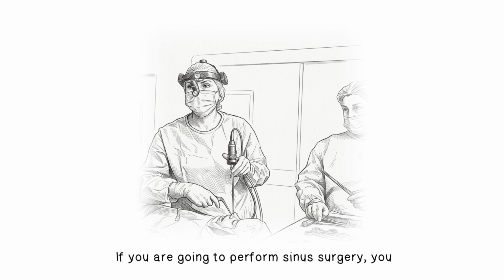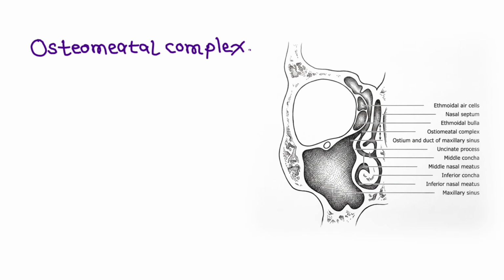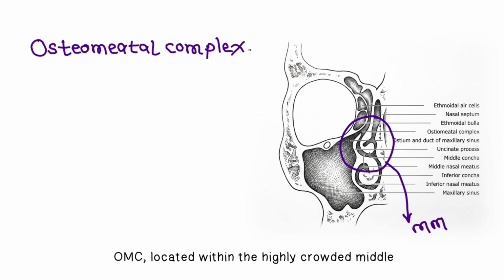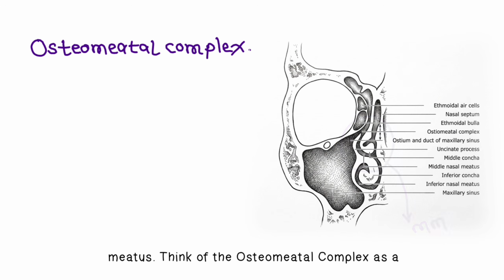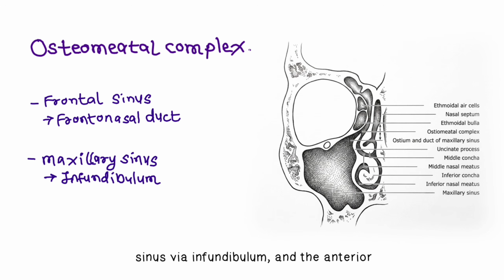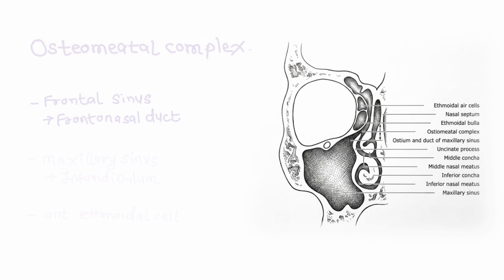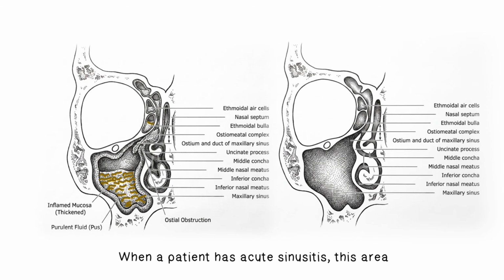If you are going to perform sinus surgery, you must memorize the Osteomeatal Complex, OMC, located within the highly crowded middle meatus. Think of the Osteomeatal Complex as a central airport hub where the flights from the three major destinations, the frontal sinus via frontonasal duct, the maxillary sinus via infundibulum, and the anterior ethmoidal cells all merge to drain. When a patient has an acute sinusitis, this area gets heavily congested.